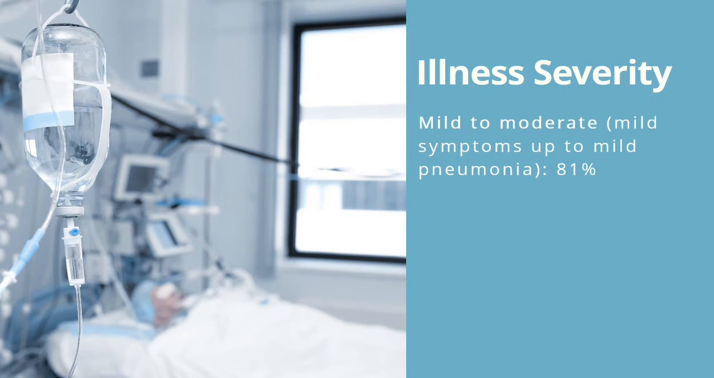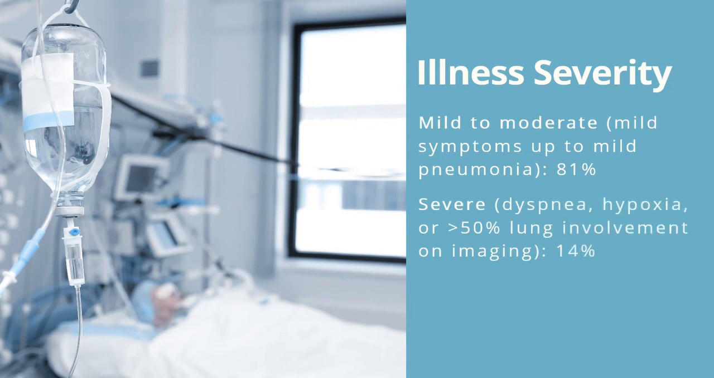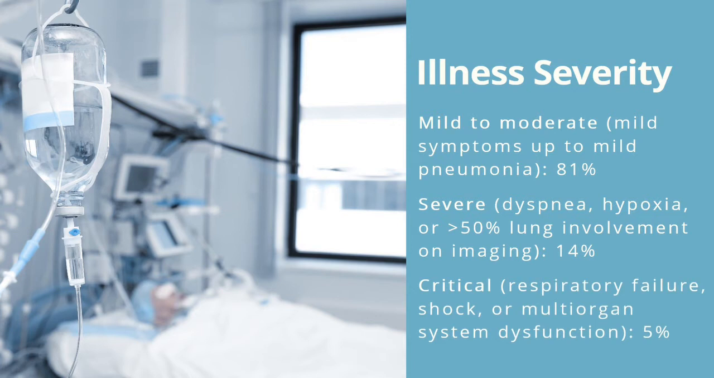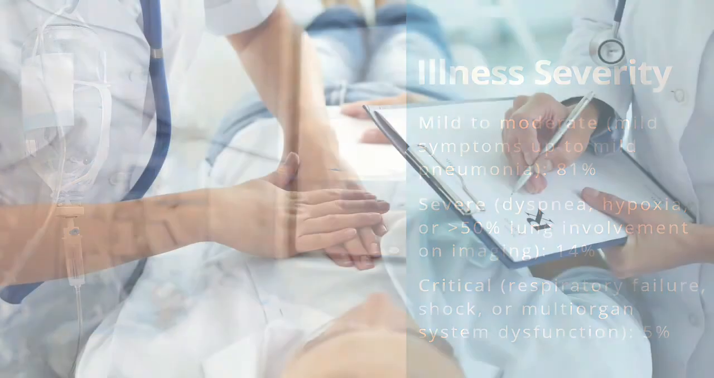It ranges from mild to moderate, where there are mild symptoms, up to mild pneumonia. In more severe illness, there is dyspnea, hypoxia, and a greater than 50% lung involvement that is seen on imaging. In the critical cases, patient presents with respiratory failure, shock, or multi-organ system dysfunction. We are very grateful to see that the larger percentage of people that present with signs and symptoms fall in the mild to moderate illness severity. And as you can see, 81% of the people fall in mild to moderate severity.